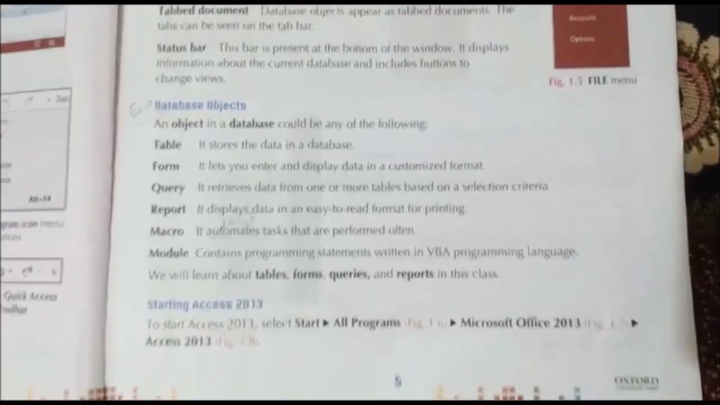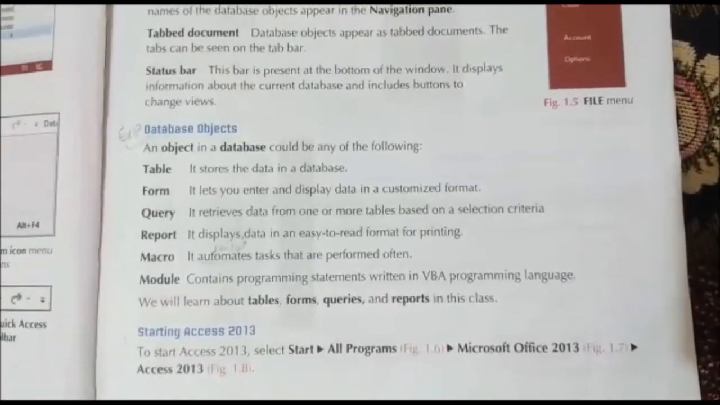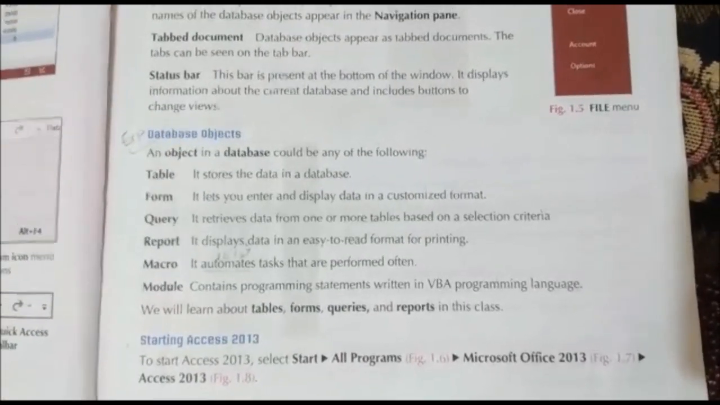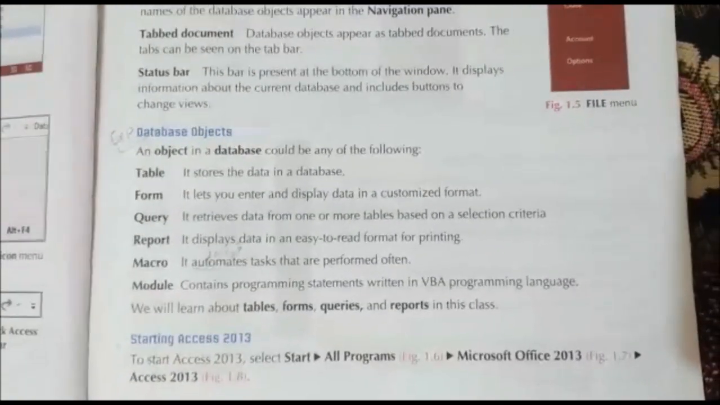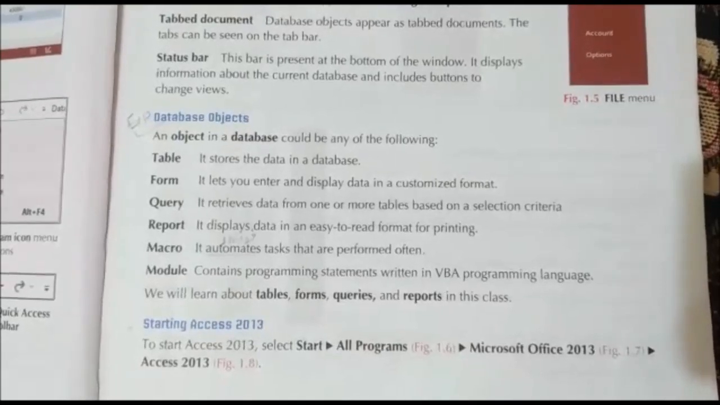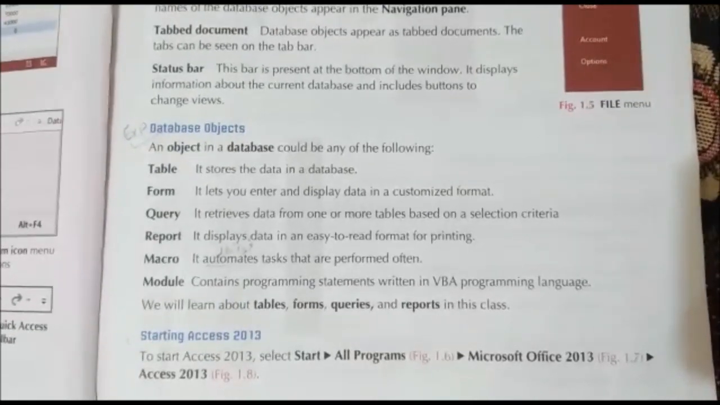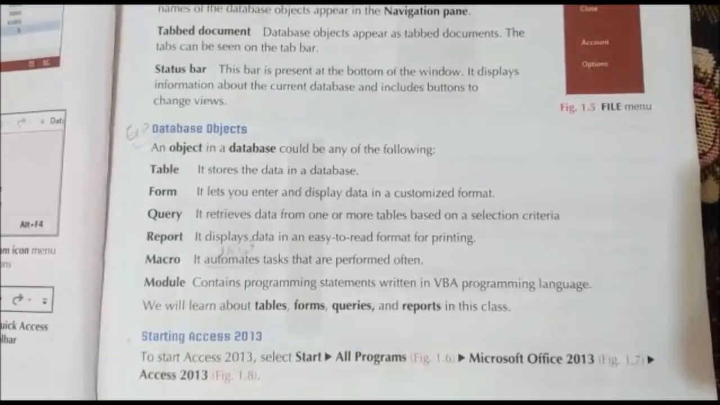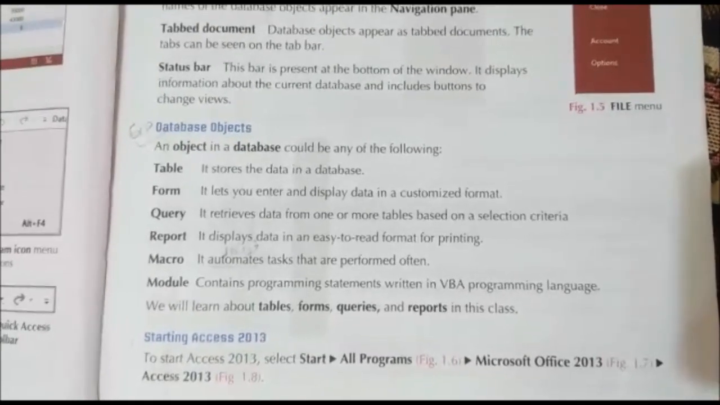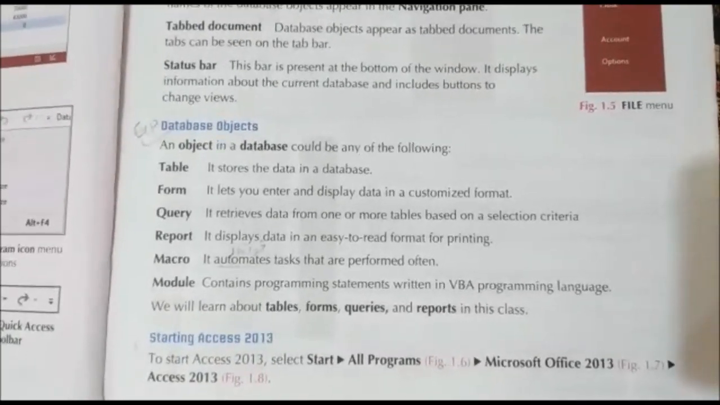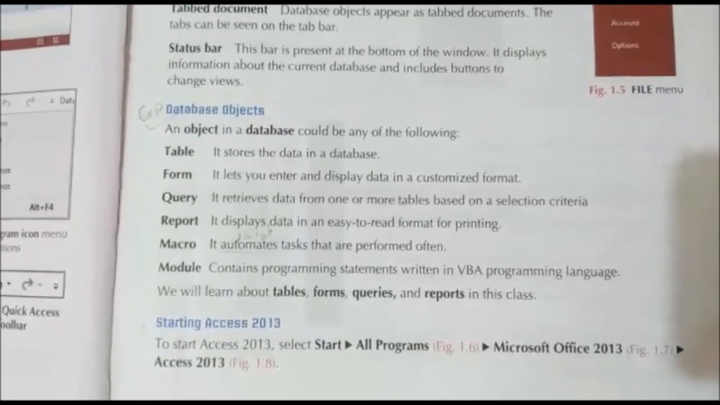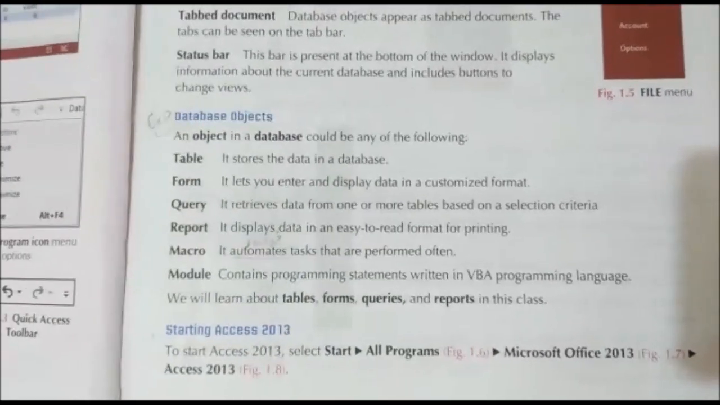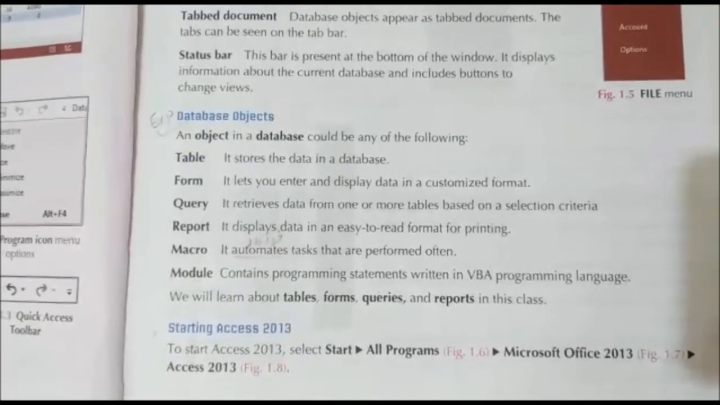Okay, so on page number 5, the next topic is database objects. Every database has different objects, and these are the most important objects which are present in every database and every software. Number 1 is table. It stores the data in a database. Table, as you all know, you can set the data in the form of table. Number 2 is form. The function of form is to display your data in a customized format.